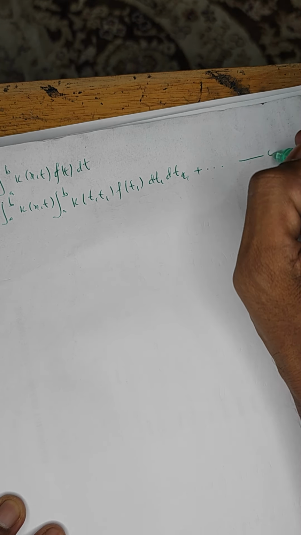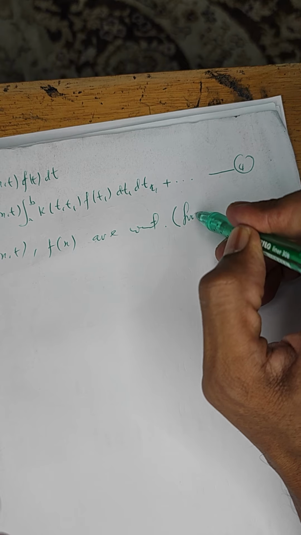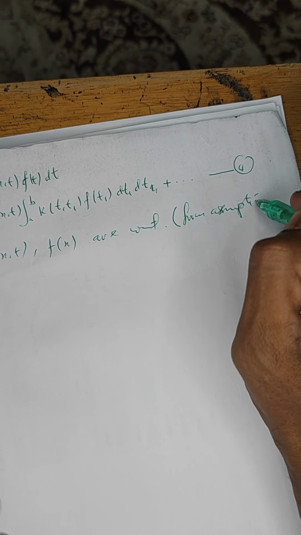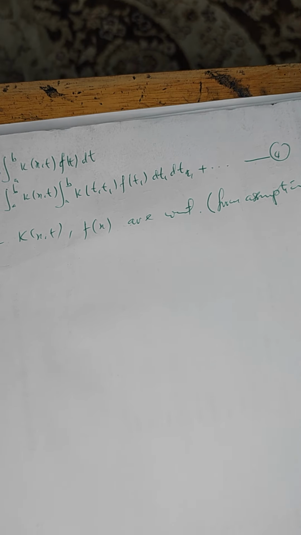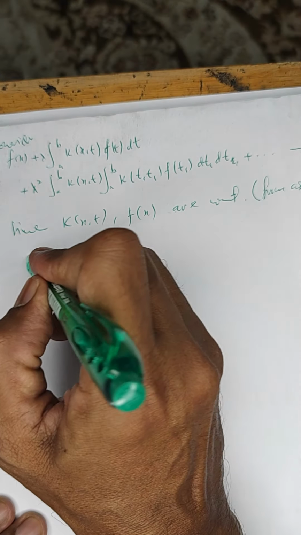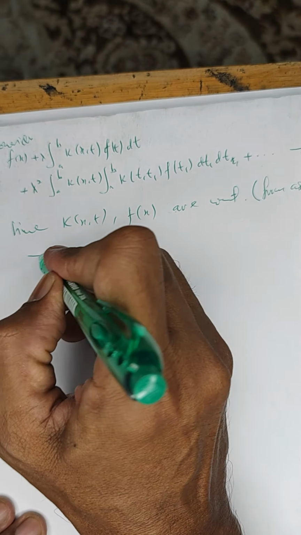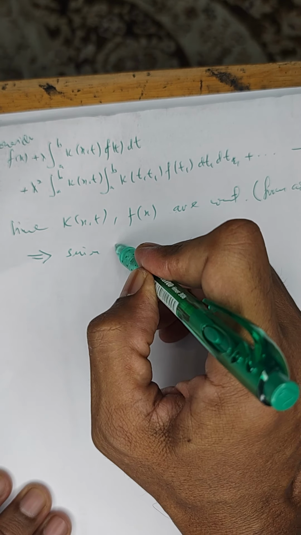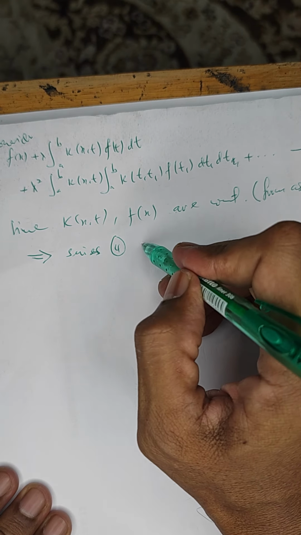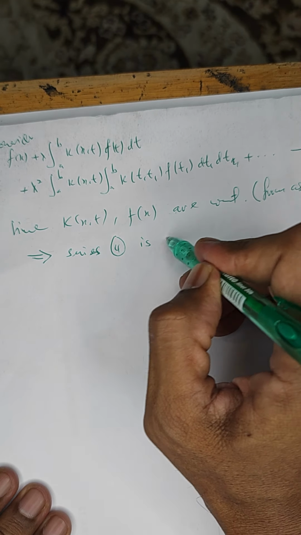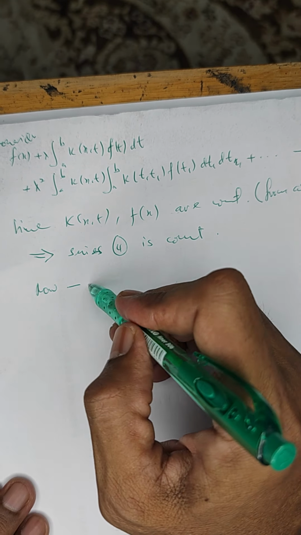Since K(x,t) and f(x) are continuous, this is from our assumption of the theorem, therefore series 4 is continuous. Now we need to show the convergence.